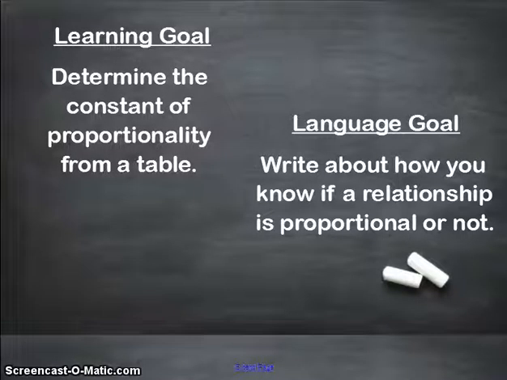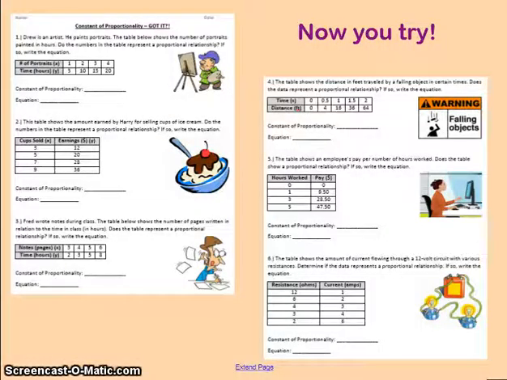All right, so we've looked at tables, determined their constant of proportionality using the formula k equals y divided by x. Okay, and then knowing how a relationship is proportional or not. Well, when I divide, all of them have to be the same number. All right, now it's your turn to try.